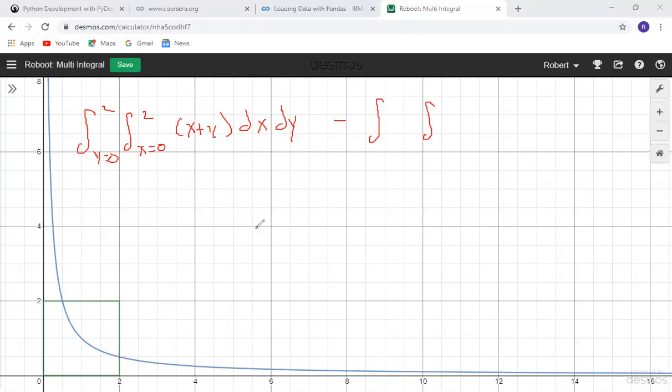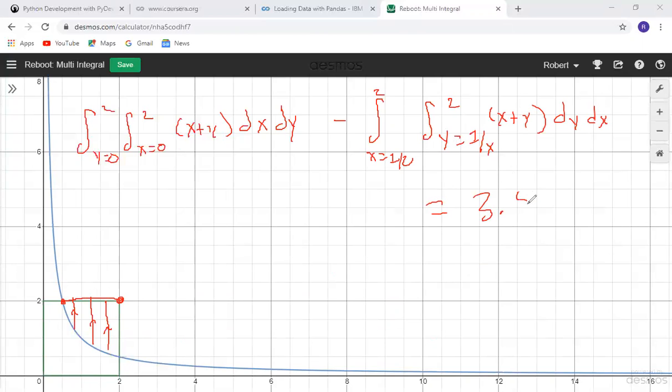Okay, let's do the y integral on the inside. So if you look at vertical line segments like this, for every fixed value of x, y is going to go from 1 over x to 2, and then x will go from 1/2 to 2, of x plus y dy dx. And if you do this, you'll also get the answer 3.5.